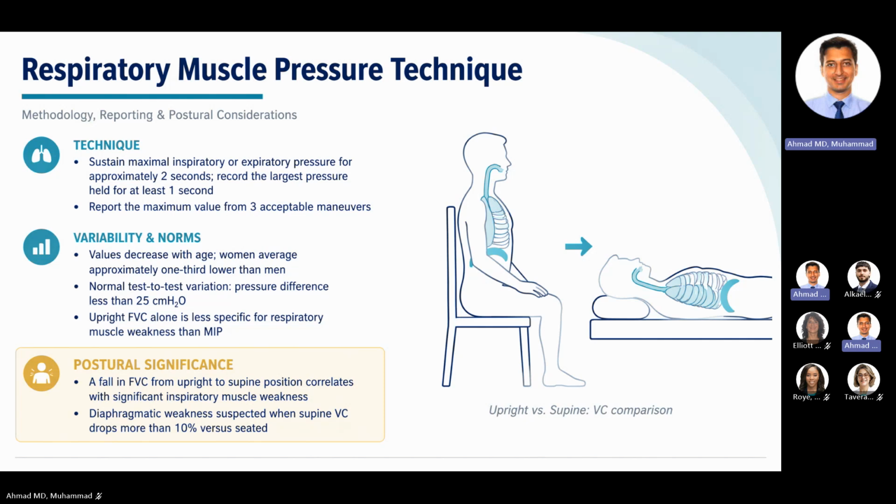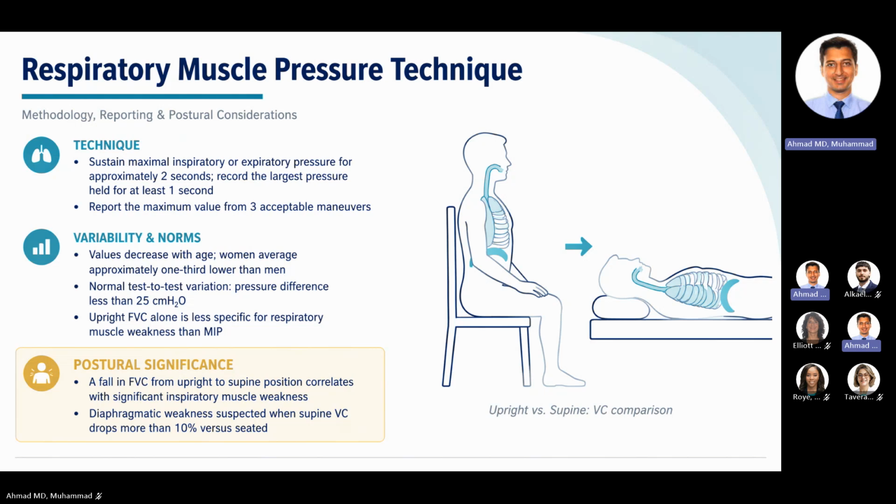In the respiratory muscle technique of doing these maneuvers of the maximum inspiratory or expiratory pressures, it records a blowout for at least 2 seconds and records the largest pressure held for at least 1 second. You do 3 acceptable maneuvers and you take the highest of the 3 results. It can vary from test to test, and a pressure difference of less than 25 centimeters of water is acceptable.